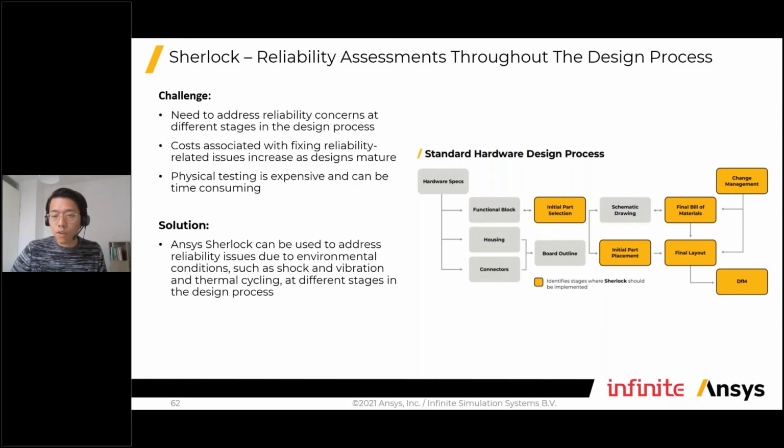And of course, eventually we're going to find our bill of materials and then also the final layout. We definitely like to think about design for manufacturing, knowing that we are actually doing a so-called design for reliability process here.